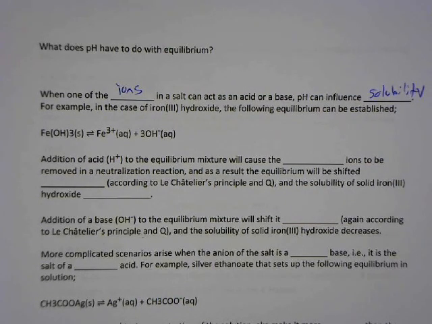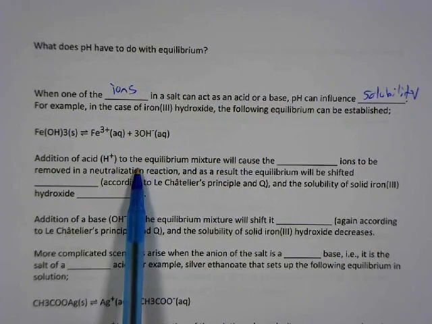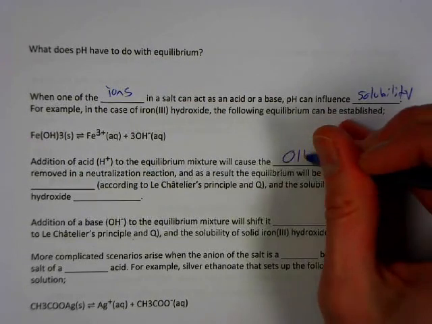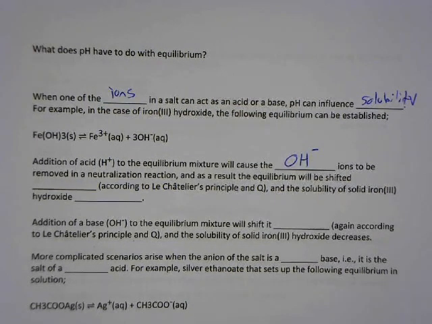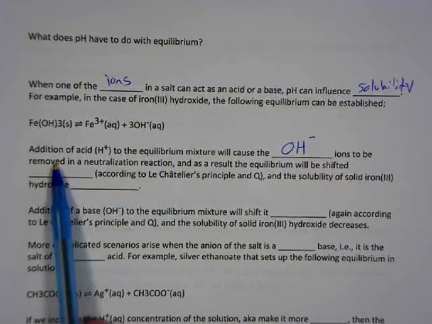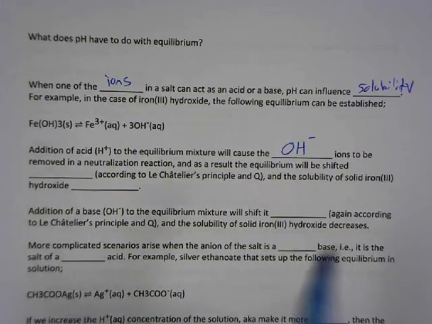Go! When one of the ions in a salt can act as an acid or a base, pH can influence solubility. This is actually kind of easy. For example, in the case of iron 3 hydroxide, the following equilibrium can be established. Fe(OH)3 is in equilibrium with Fe3+ plus 3OH-. Addition of acid, H+, in this equilibrium will cause the what to be removed?